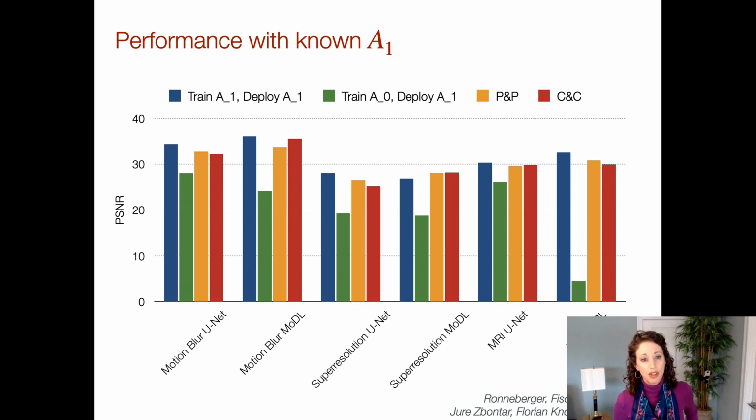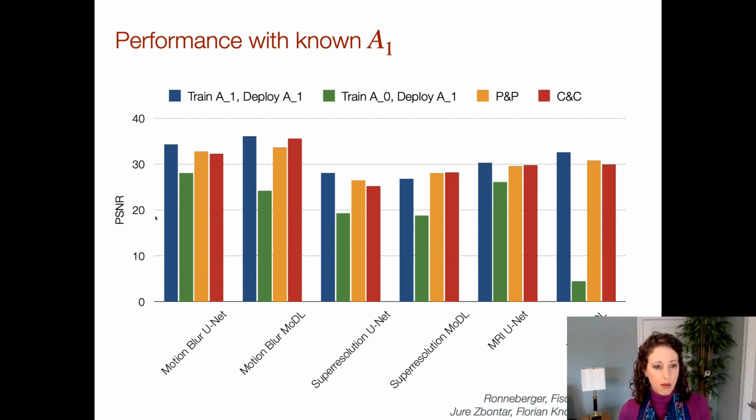So let's just see these two ideas in action. First of all, let me just talk about the bottom axis here. We're considering motion blur, super-resolution, and MRI reconstruction. And for each of those three examples, we consider two different networks, either a UNet approach or a MoDL approach.